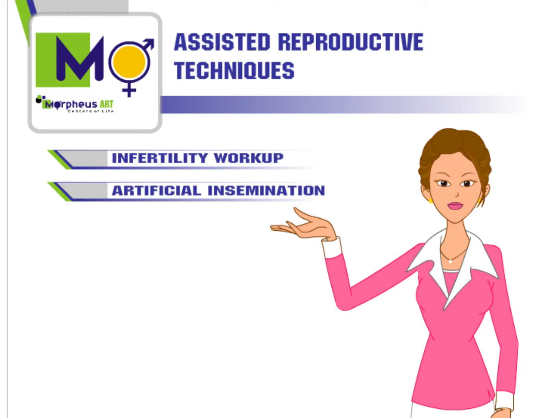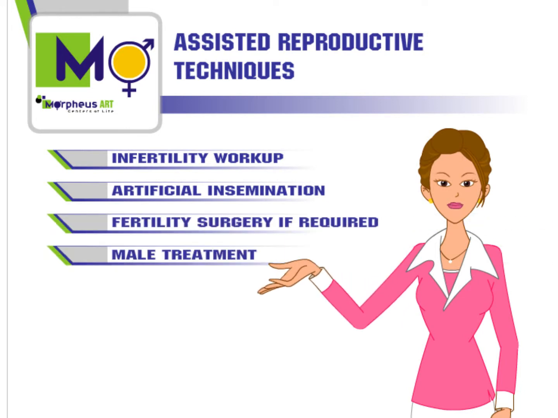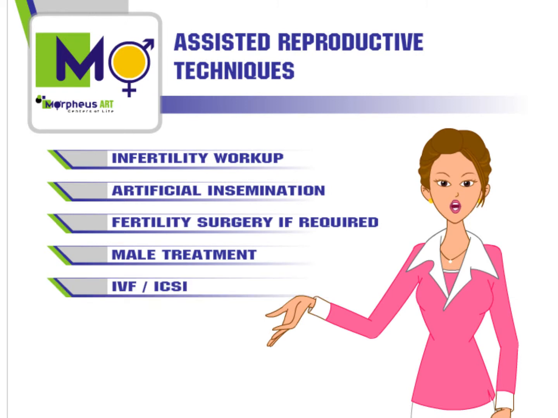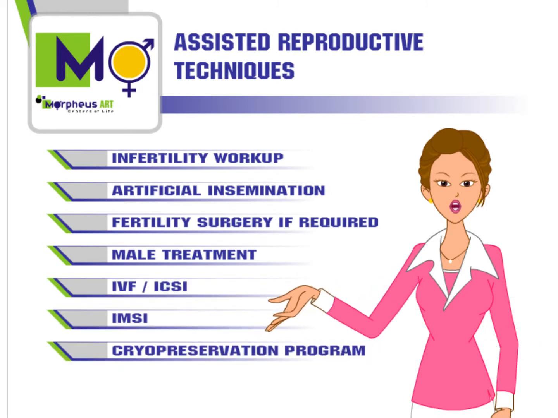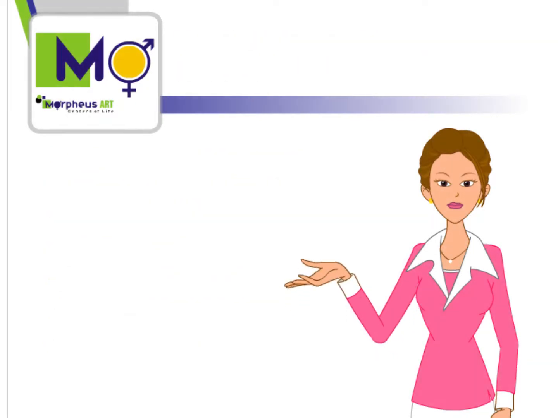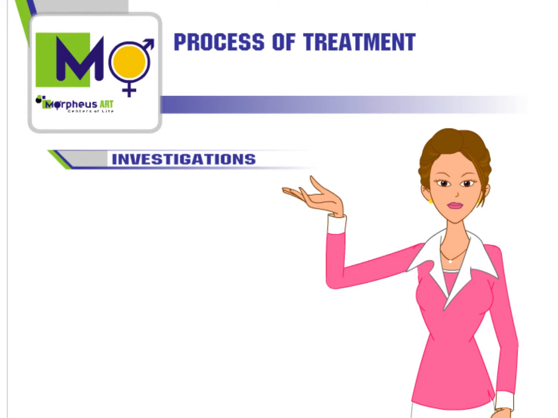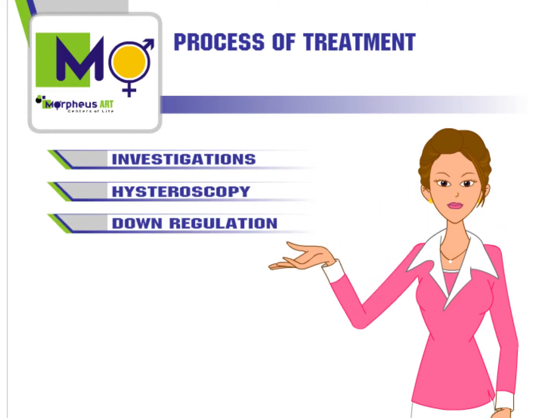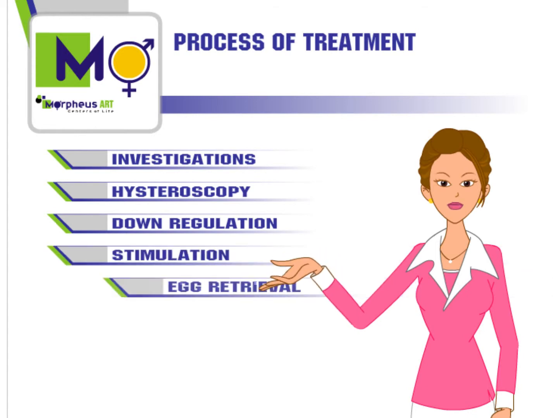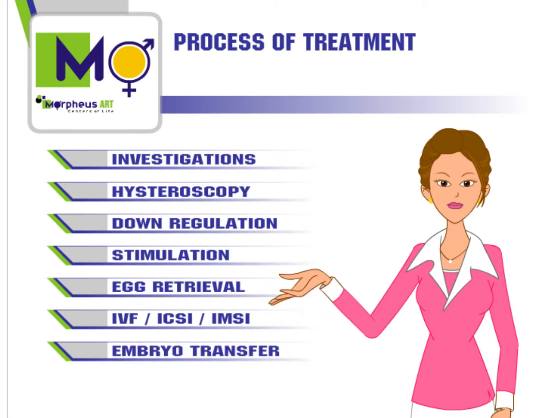While undergoing fertility treatment, you will go through some or more of the following processes: infertility workup, artificial insemination, fertility surgery if required, male treatment, IVF or ICSI, IMSI, cryopreservation program. Process of treatment: investigation, hysteroscopy, down regulation, stimulation, egg retrieval, IVF or ICSI or IMSI, embryo transfer.